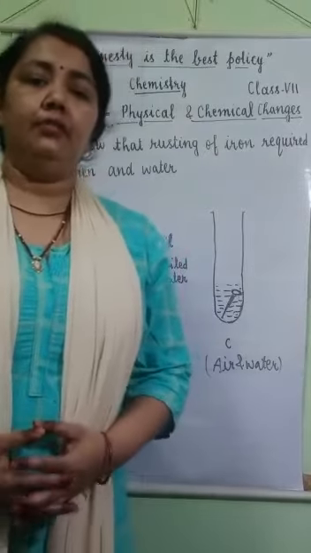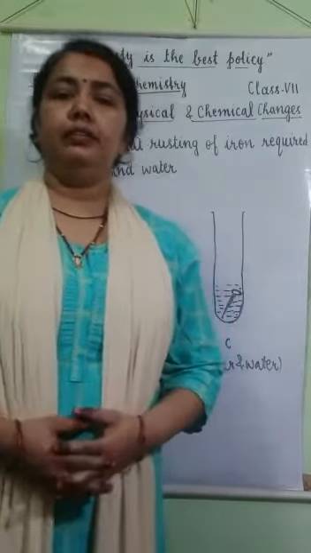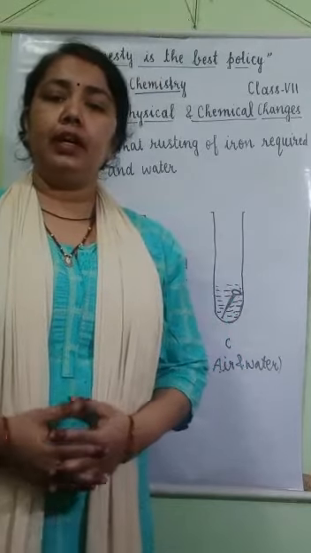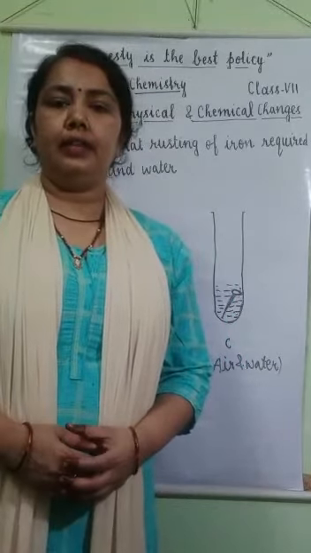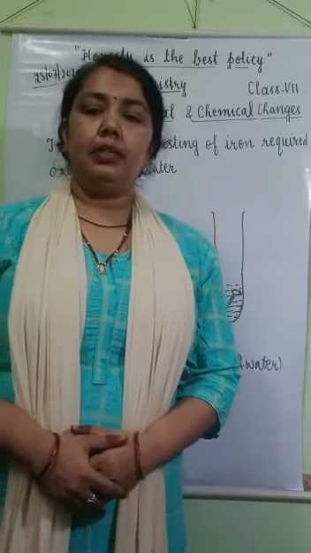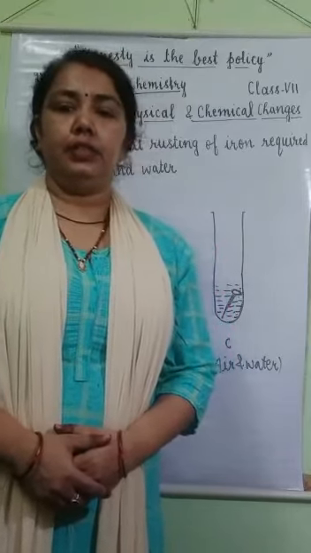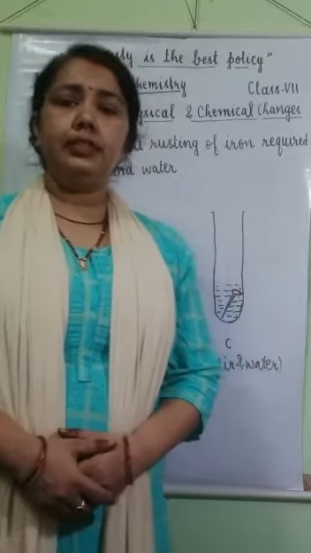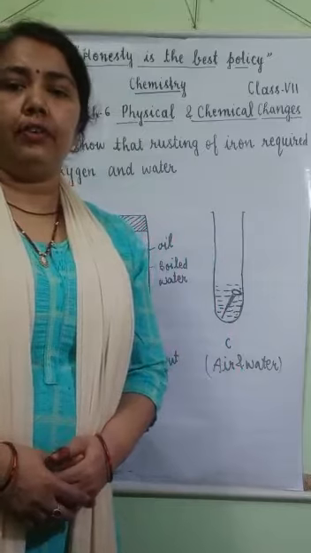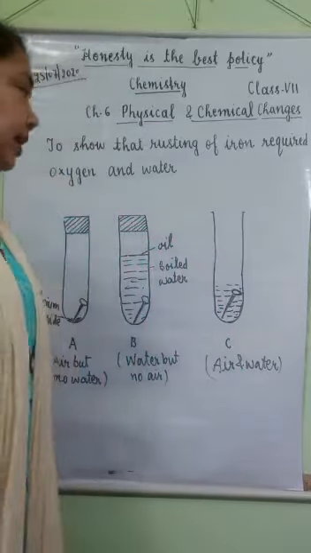So air and water both eat away the iron and form rust, and we cannot get fresh iron back after rusting. So this is a chemical and irreversible change. Let's see that oxygen and water both are required for rusting of iron through this activity.